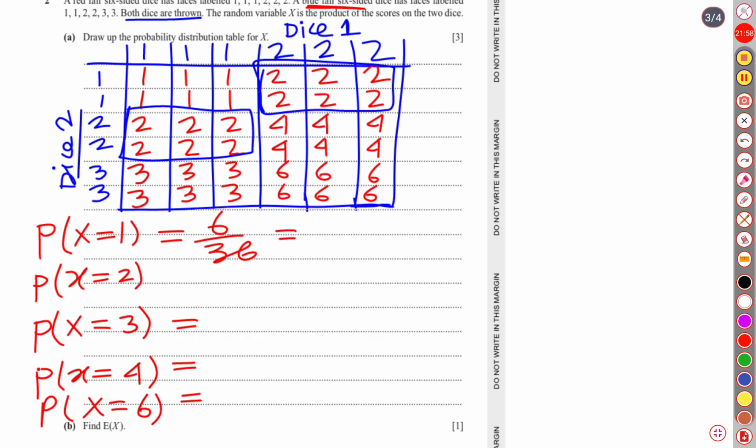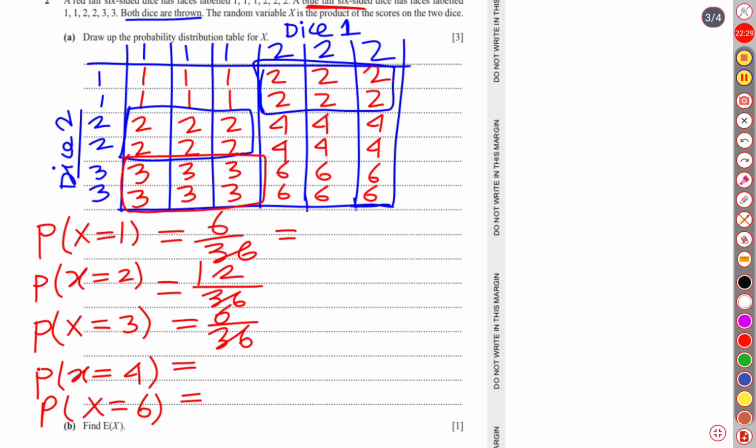So it is 12 over 36. Then for the third probability, it's all the same. Look at this, it's 3. How many threes are there? 6 threes. Here are the threes. So it is 6 over 36.